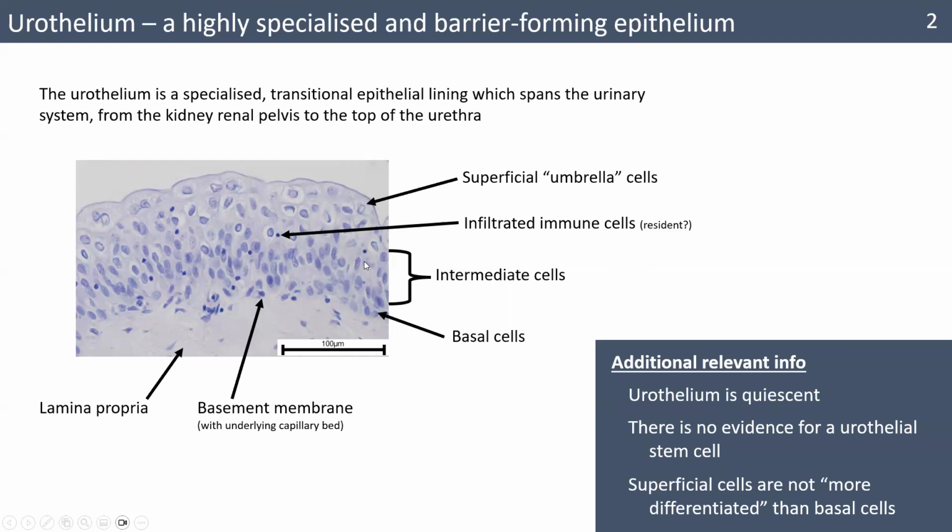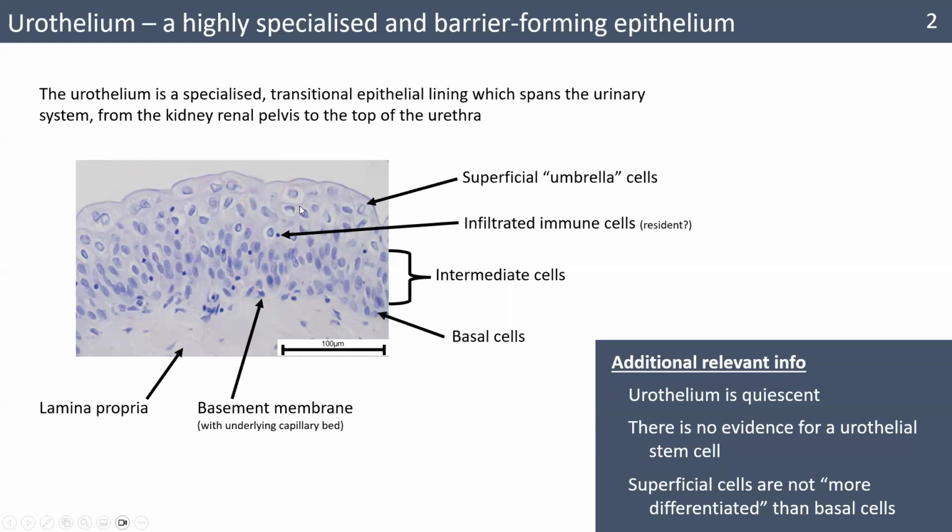You will read papers, and it's fine to read these papers and think about them and critique them, where people will give evidence for a urothelial stem cell. They also present this idea that basal cells are more primitive, they form a kind of stem progenitor population, and that as you go up the urothelium to the superficial cells, this is a kind of terminal differentiation.